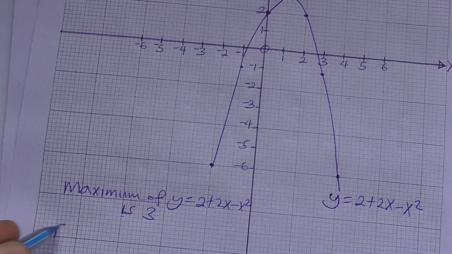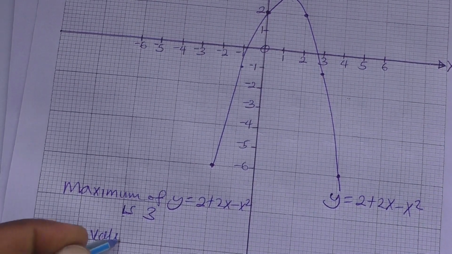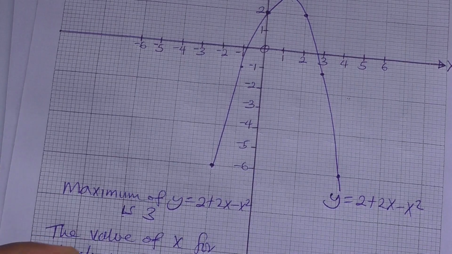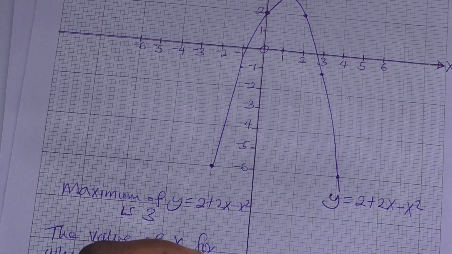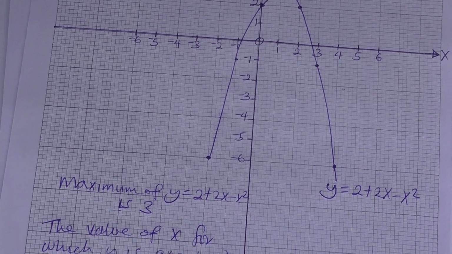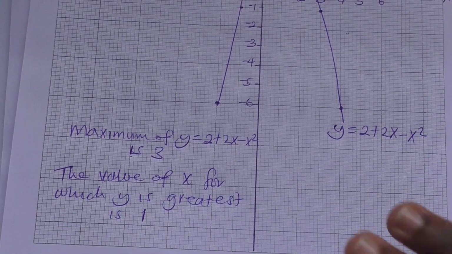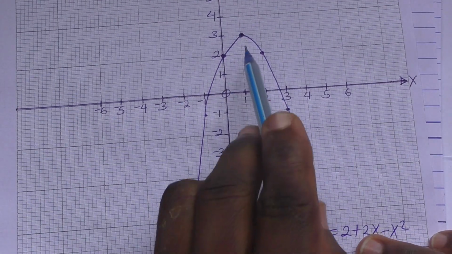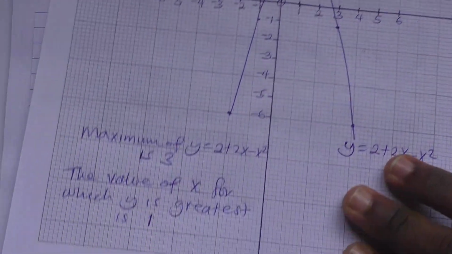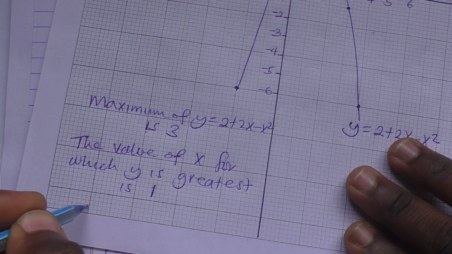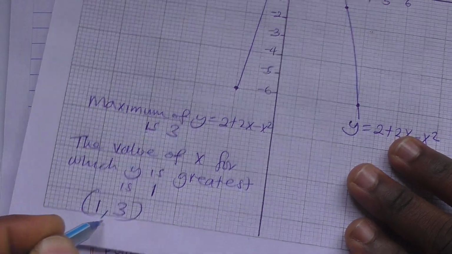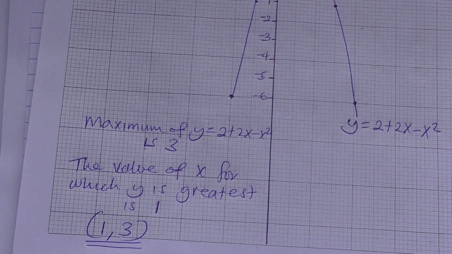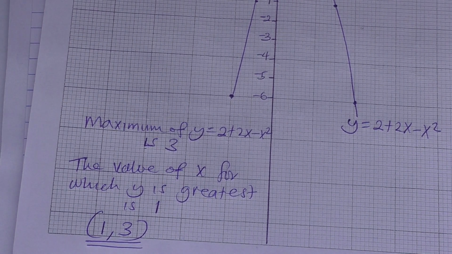So the value of x for which y is greatest is 1. And they told us that hence we find the coordinate of the vertex. The coordinate of the vertex is given by the value of x and the value of y at that turning point. So the coordinate of the vertex is (1, 3). That's the coordinate of the vertex. So that is how we shall answer our question.